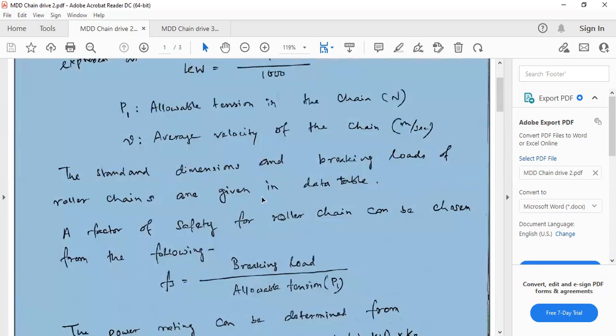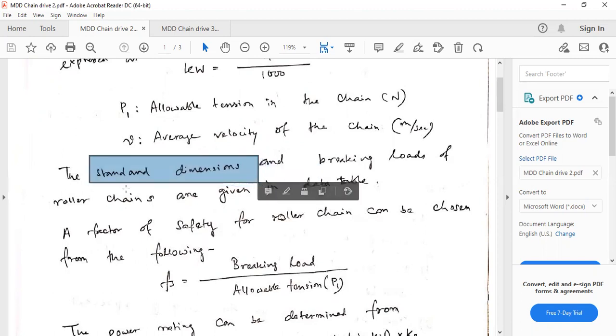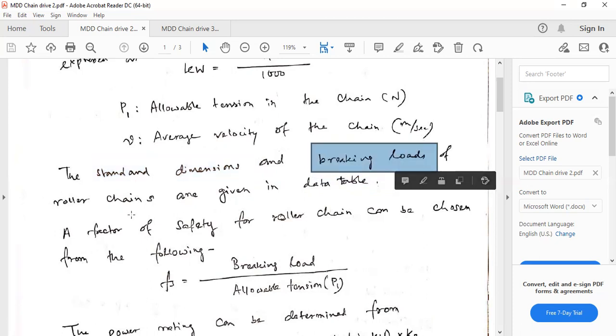Now the standard dimensions and breaking loads of roller chains are given in the data table. Standard dimensions are the chain dimensions, such as length, pitches, and designation. These things are available in your data table, along with something called breaking load, or breaking force, in roller chains.